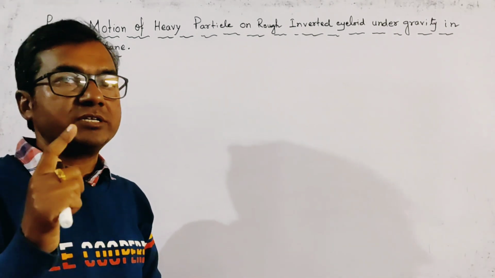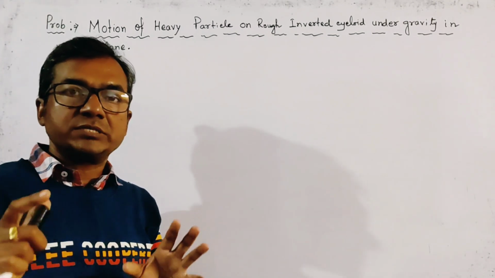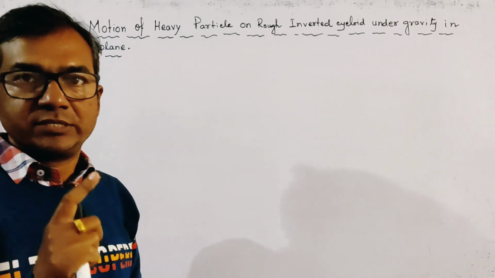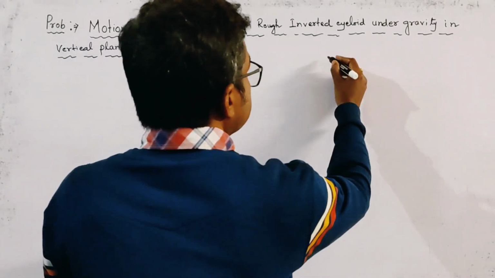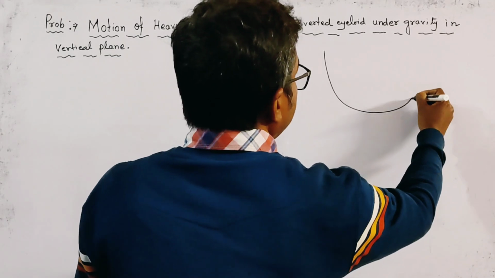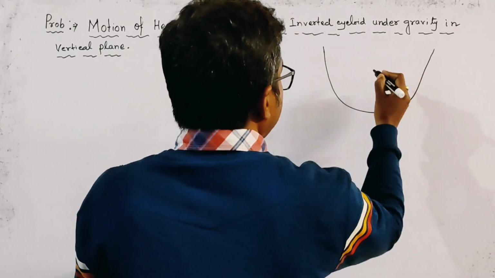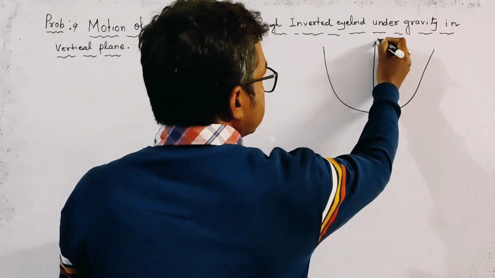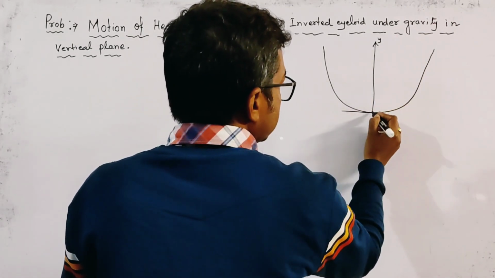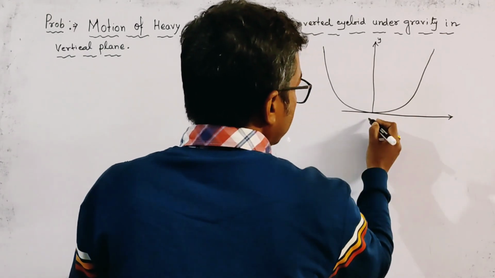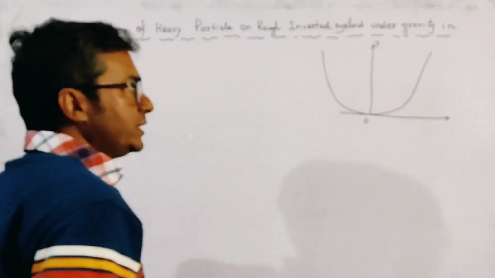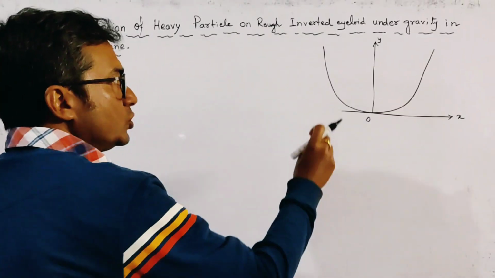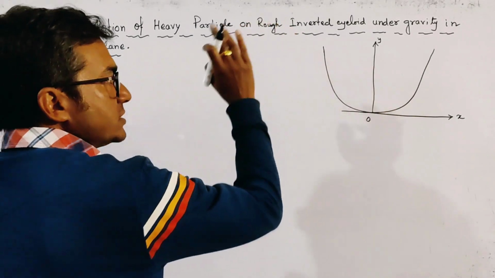What is the meaning of inverted cycloid? An inverted cycloid is nothing but, in the vertical plane, a cycloid whose vertex is in the downward direction. This is the rough sketch of the cycloid. And this is the vertical axis taken as the y-axis, and this is horizontal through O. This is the vertex of the cycloid, and this is the x-axis. Since the vertex is downwards, this is an inverted cycloid.